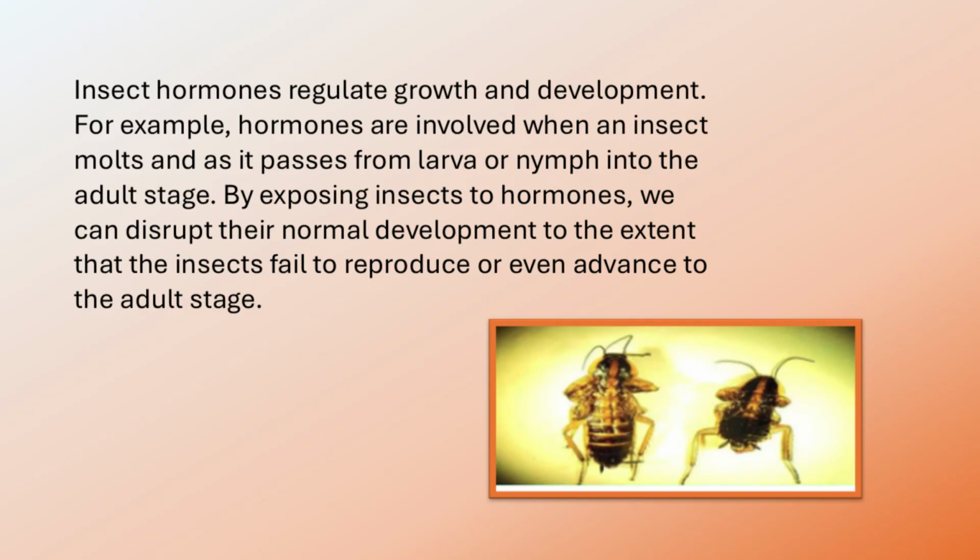Insect hormones regulate growth and development. For example, hormones are involved when an insect molts and passes from larva or nymph into the adult stage. By exposing insects to hormones, we can disrupt their normal development to the extent that the insects fail to reproduce or even advance to the adult stage.